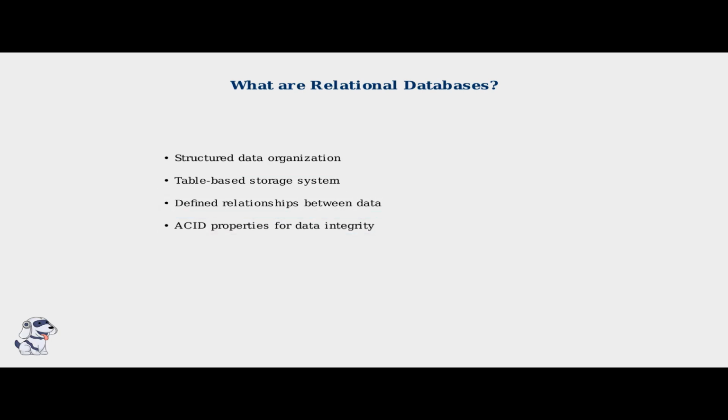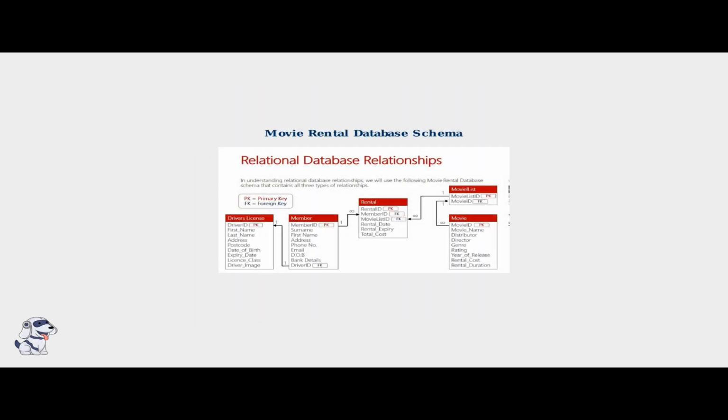They provide a reliable foundation for storing, retrieving, and managing the vast amounts of data that power modern machine learning applications. Here's an example of a relational database schema for a movie rental system. Notice how different entities like members, rentals, and movies are organized into separate tables with clear relationships between them.